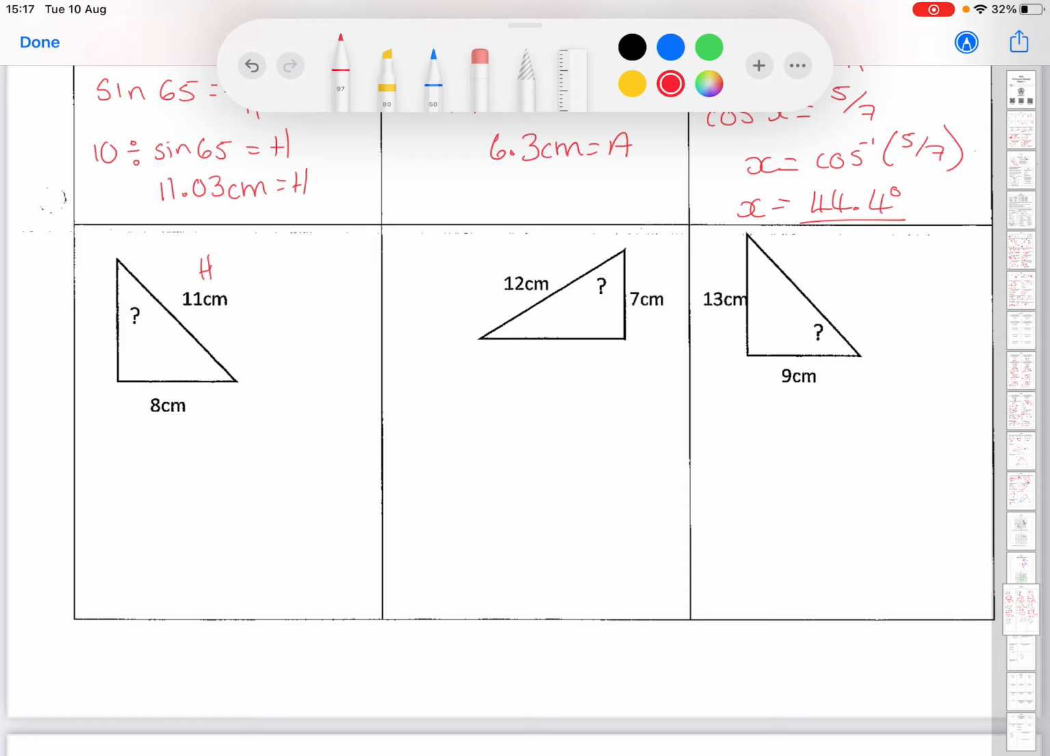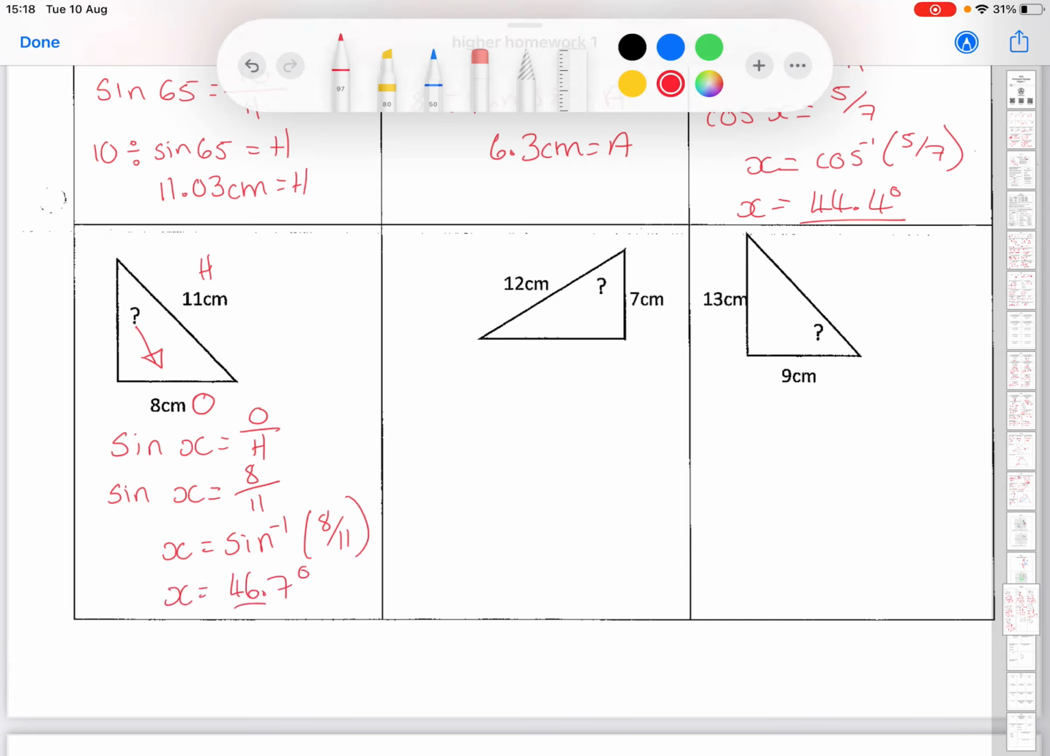Last three, we've got our angle we're trying to find in this one. The hypotenuse is the 11 because that is your longest side, your diagonal, opposite your right angle. This 8 is opposite the angle, so it's opposite. So that is SOH. So we know sine of the angle x is O over H. So sine of x is 8 over our hypotenuse, which is 11. To find our angle, we are going to shift sine, so sine to the -1 of 8 over 11. And we should get 46.7 degrees.